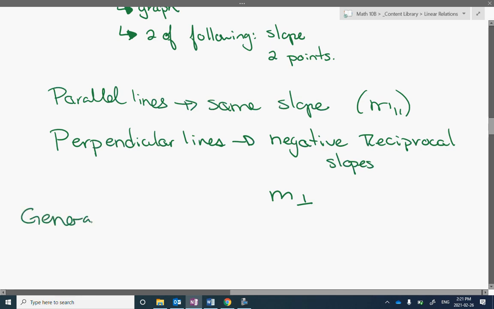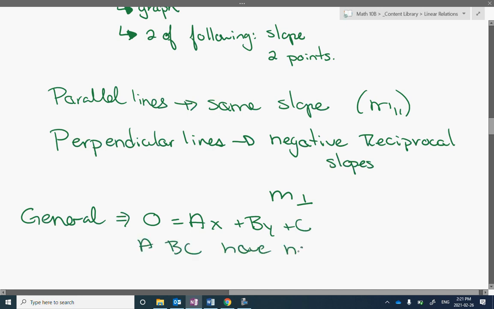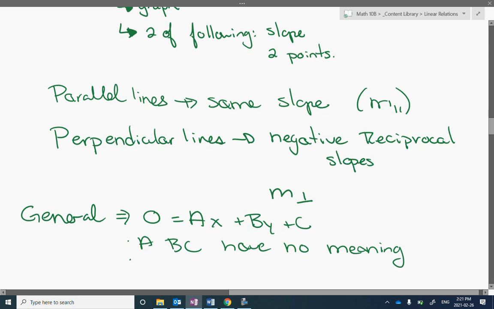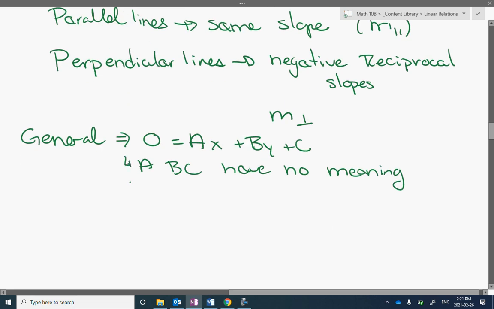Our last one, let's just write it down. General form: 0 equals Ax plus By plus C. A, B, C have no meaning. No fractions allowed. This is my last sentence, I swear. A is positive.